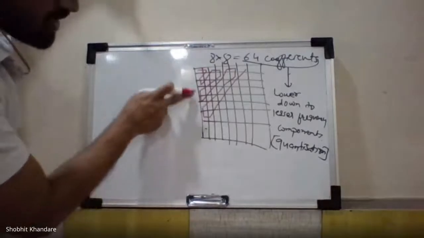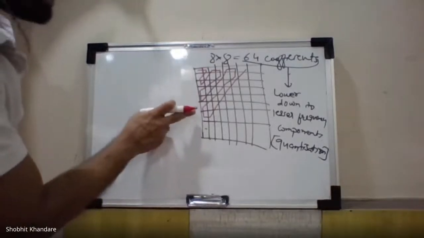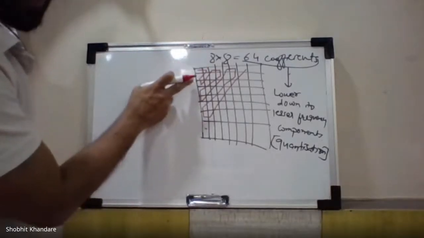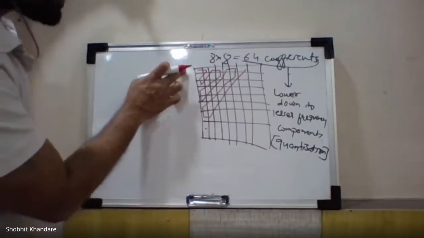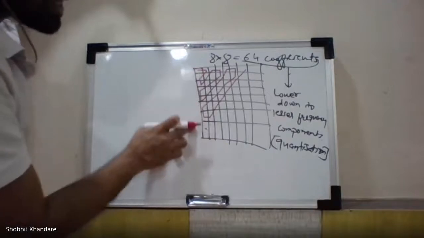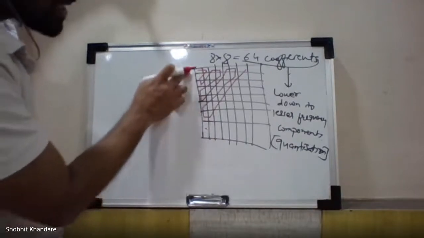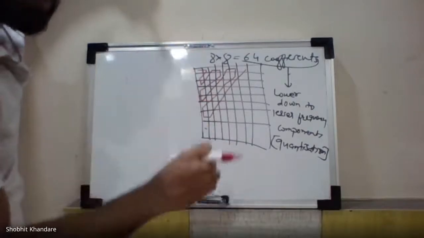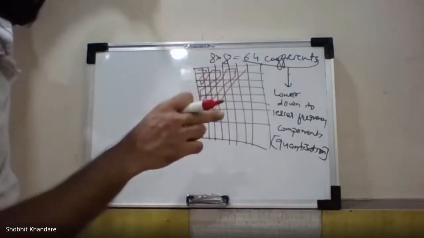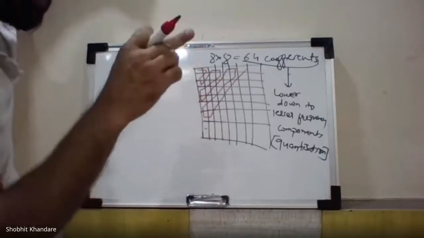So this is called zigzag scanning. Not to go into the detail of how the scanning is done, but zigzag scanning is done to reorder the coefficients and convert them into one dimension.